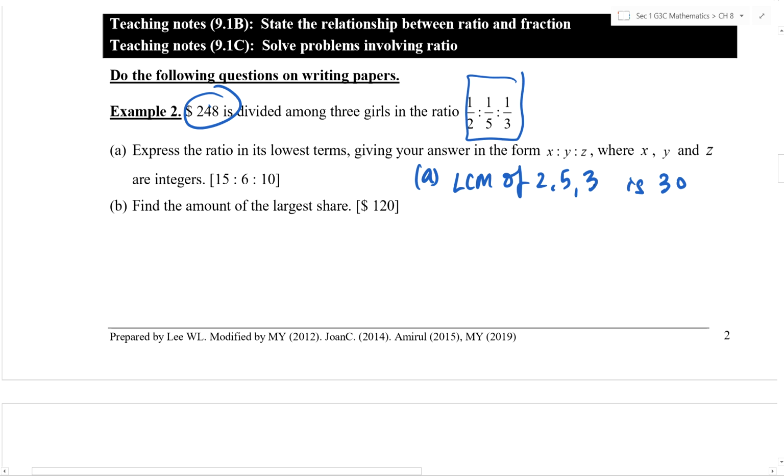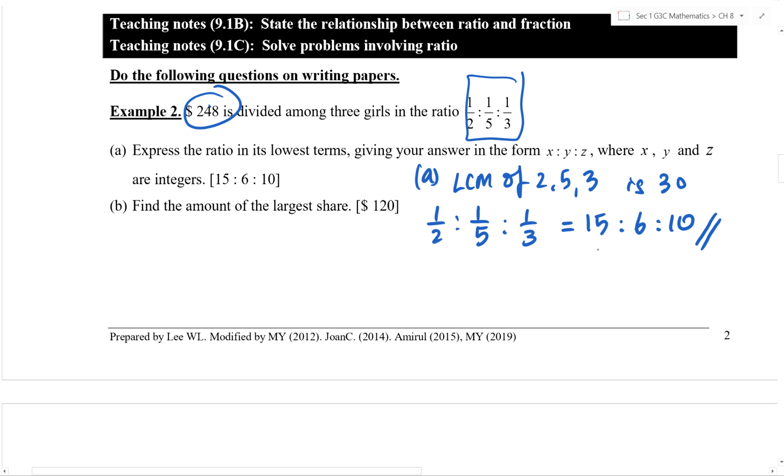2, 5, and 3, LCM is 30. So multiplying throughout by 30, 1/2 gives 15, 1/5 gives 6, and finally, 1/3 times 30 is 10. And this is the equivalent form for the ratio.